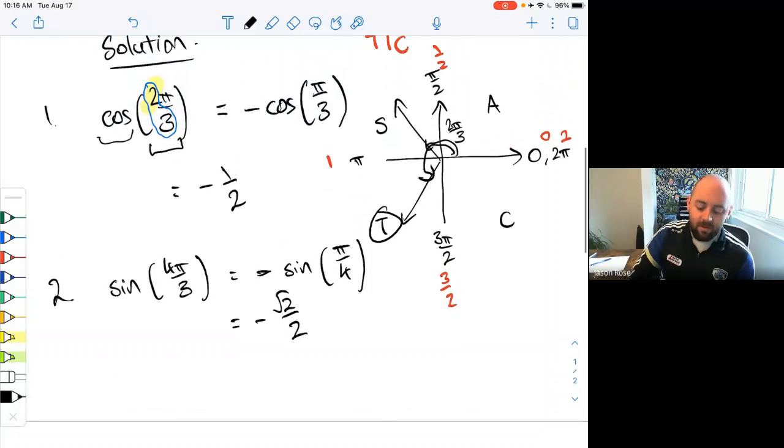Oh, sorry, sine of pi over 4, right, yeah. So the very first step was to drop that 4, and then the 4 pi over 3 is where you're looking for. Yeah, pi over 4 would be in the first quadrant, in A.